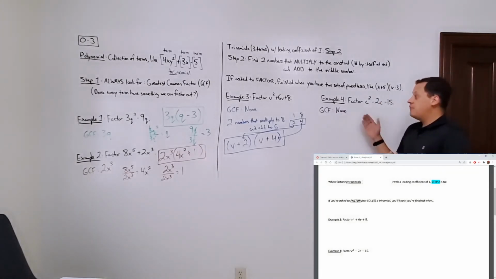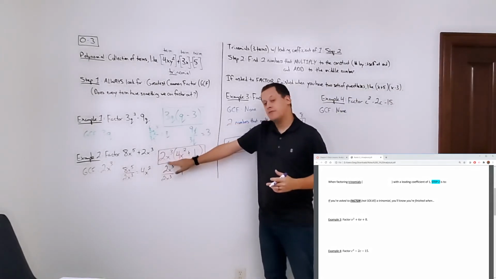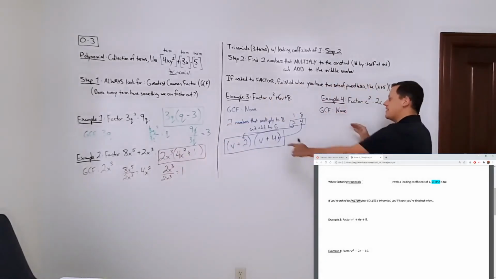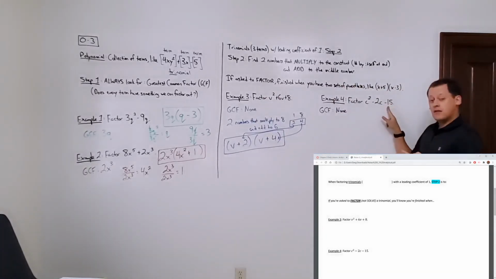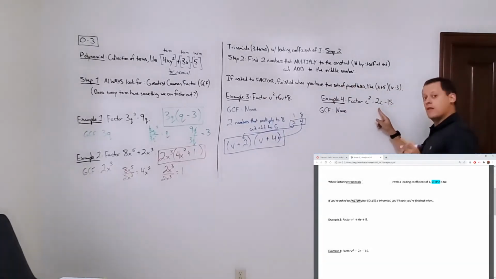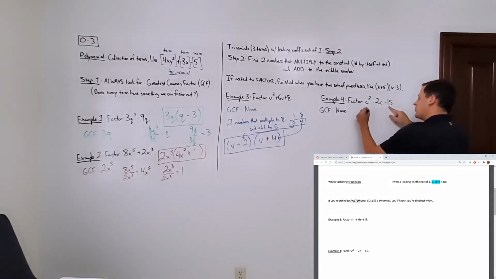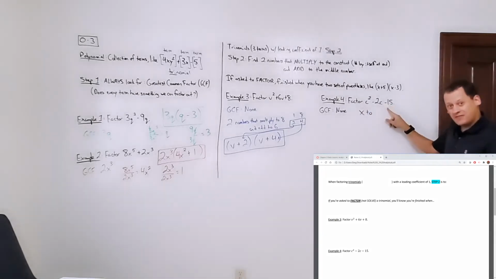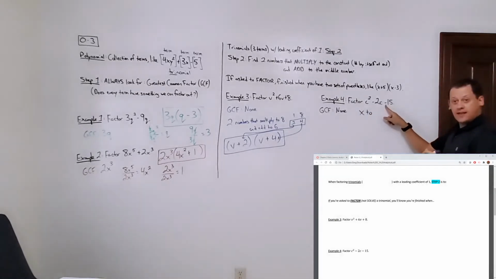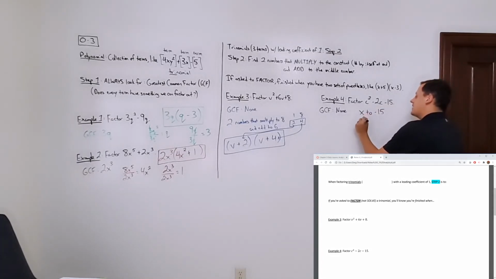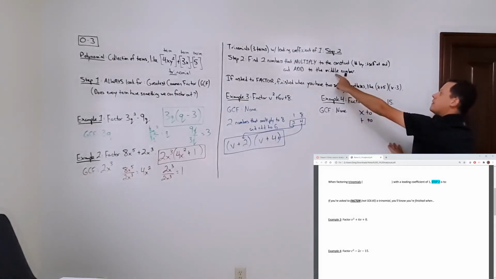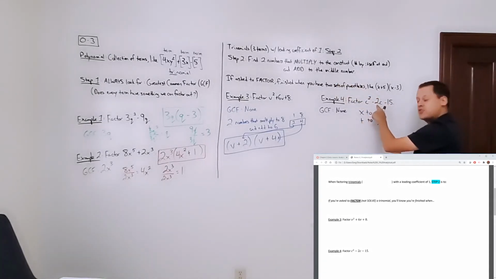If there's no GCF, we don't have to pull anything out front like we did for these. We can just go straight into finding two numbers that multiply to the number at the end and add to the number in the middle. So our numbers have to multiply this time to negative 15. Okay, if there's a negative sign, it goes with the number after it. So our two numbers have to multiply to negative 15 and add to the middle number, negative 2.